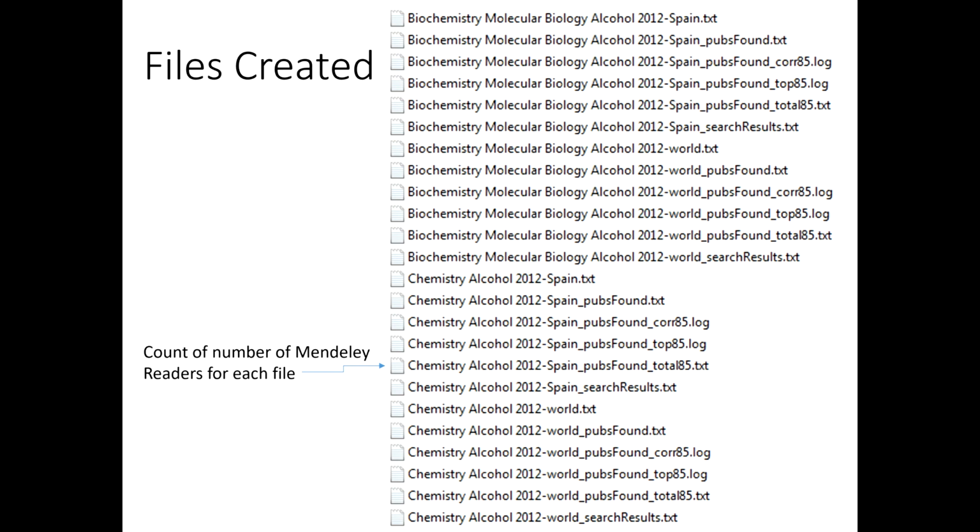When you've done this, you'll find that the folder containing your original 4 files has been dramatically expanded with an additional 5 files for each of your original files. So where there were 4 files, you should now find 24 files. Of all the new files created, the ones ending in _total85 are the ones that we're actually going to use for the next stage of the calculations. These contain the number of Mendeley readers for each article in the original file. So you should have 4 total85 files, 1 for each of the original files.